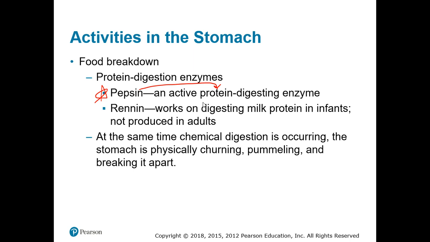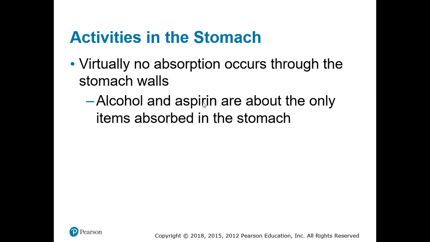Now, at the same time that chemical digestion is occurring, please note that the stomach is still physically churning, pummeling, and breaking food apart to help aid in this chemical digestion. Now, we said that it does a lot of physical breakdown and chemical digestion, but please note that no absorption of the nutrients that have been released actually takes place in the stomach walls. Really, the only things that are absorbed in the stomach are things like alcohol and aspirin, but any other nutrients are not.